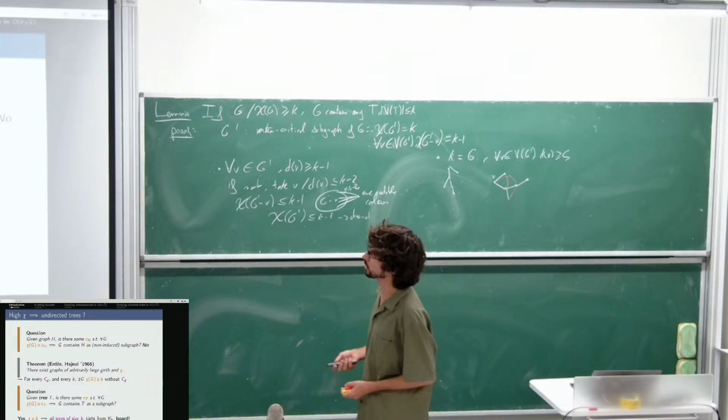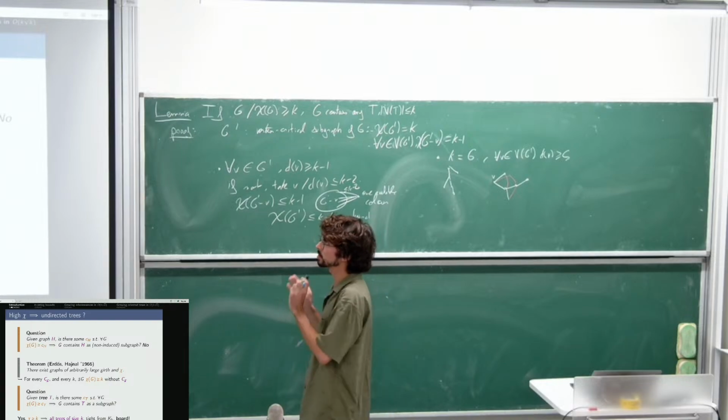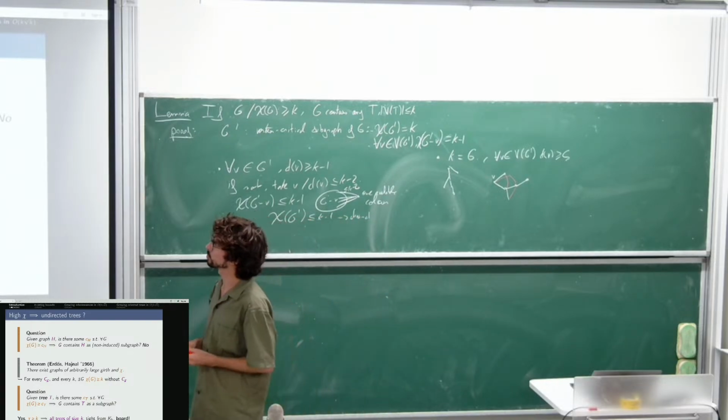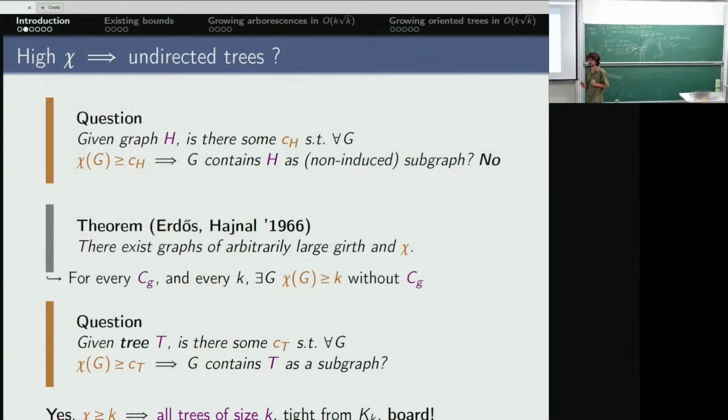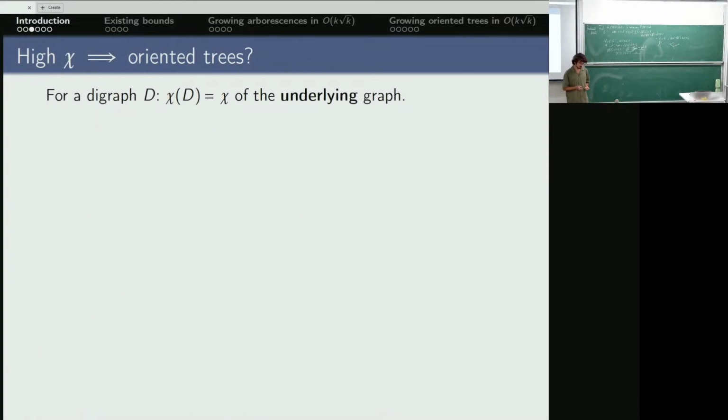I take a graph of large chromatic number. So in simple graphs, I just take large chromatic number. I take a critical subgraph. It has high degree, and it's enough to get me all trees on k vertices. So let's move on to the oriented case now.